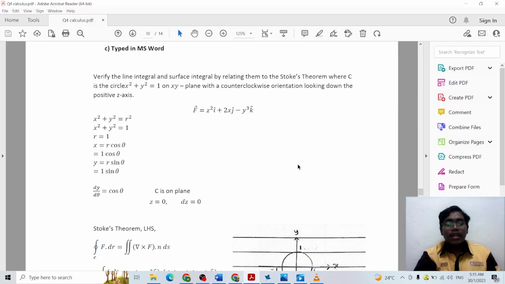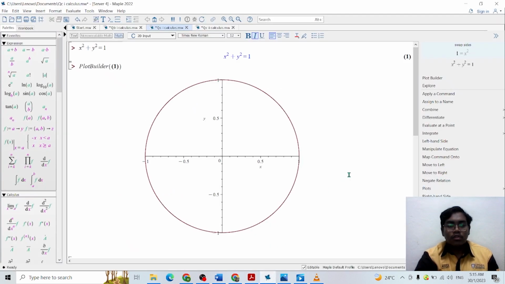Thank you. Okay, so next is question C. Verify the line integral and surface integral by relating them to Stokes theorem, where C is the circle x squared plus y squared equal to 1 on the xy plane with a counterclockwise orientation, viewed from the positive z axis. F equals z squared i plus 2x j minus y cubed k. So we will go to Maple software, and I will show you how to do Stokes theorem using Maple.